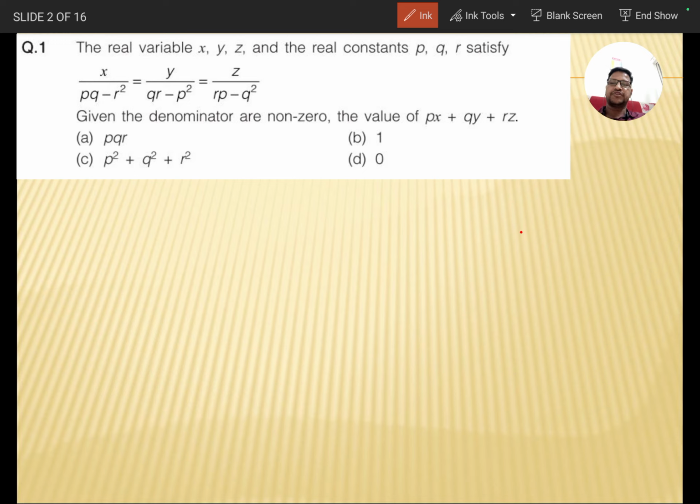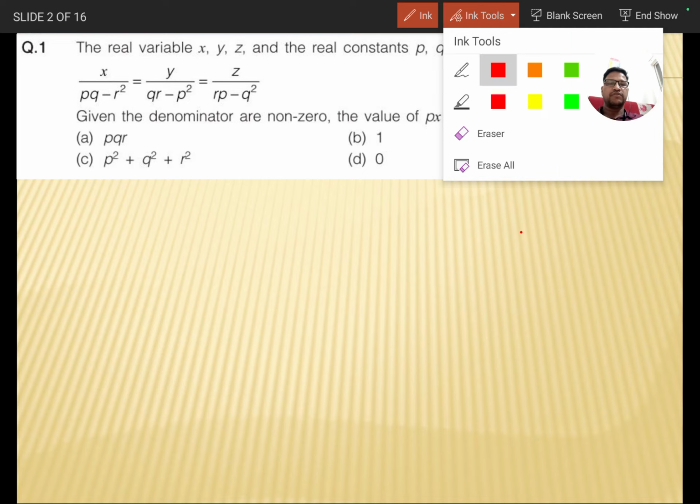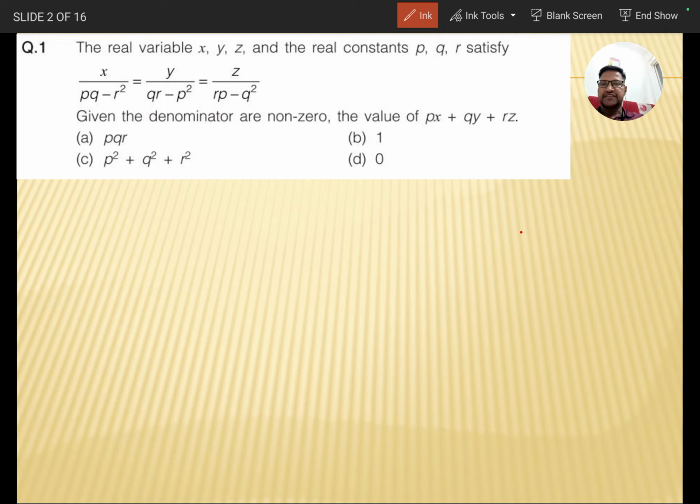So A option is PQR, B option is 1, C option is P square plus Q square plus R square, and D option is 0. So how to deal with these questions? Let us see. What they want is Px plus Qy plus Rz, and look at the first condition, second condition and third condition.